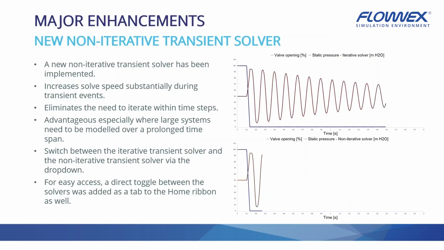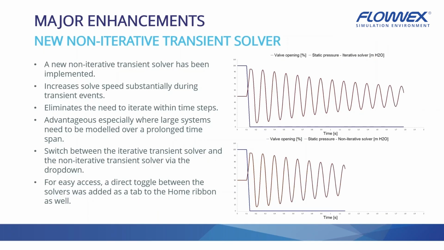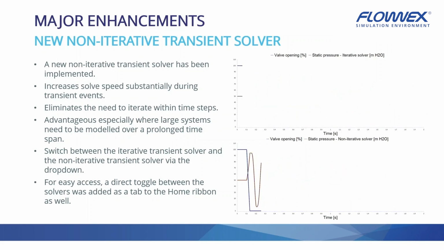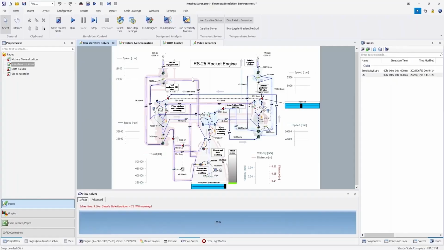Users can also switch between the iterative and non-iterative solver before and during transient runs. This can be done by either using the transient solver settings, which can be found under the Flow Solver section in the Solvers tab on the right, or by using a direct toggle between the solvers, which has been added to the home ribbon. To demonstrate the capabilities of the non-iterative solver, we will look at an RS-25 rocket engine network, which has been presented in previous webinars.